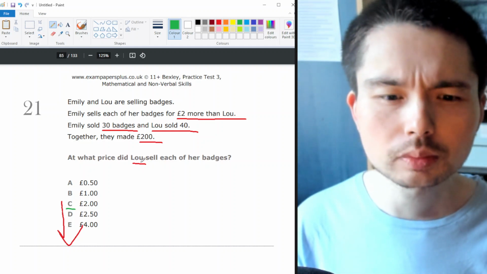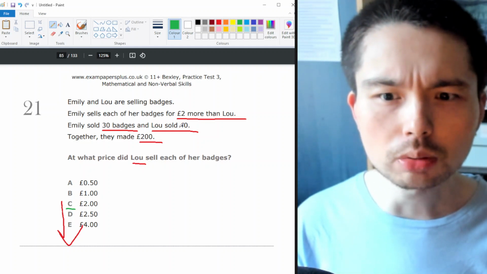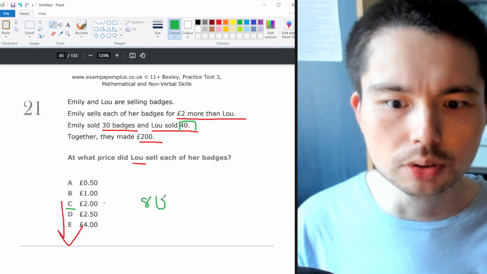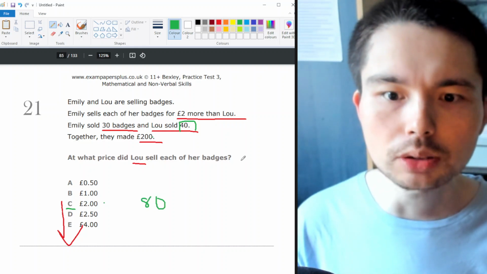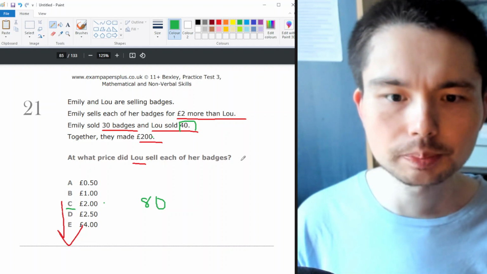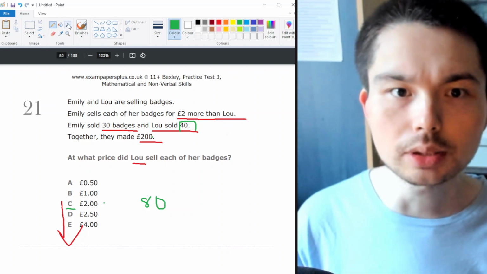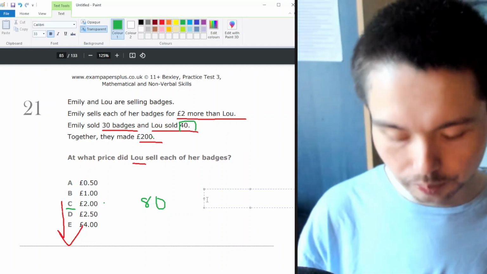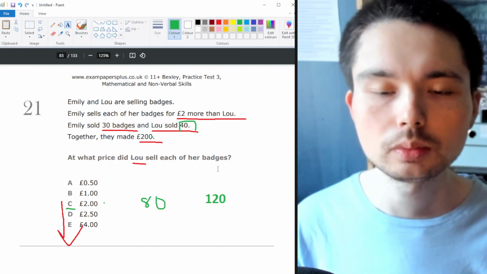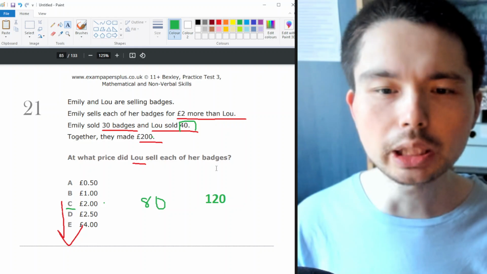£2 here. Lou sold 40. All right, so what's 40 times £2? £80 so far. Now, they made 200. So that means, let's take it off. 200 minus 80 is 120. Now, Emily sold 30 badges. Maybe I should set this up properly.